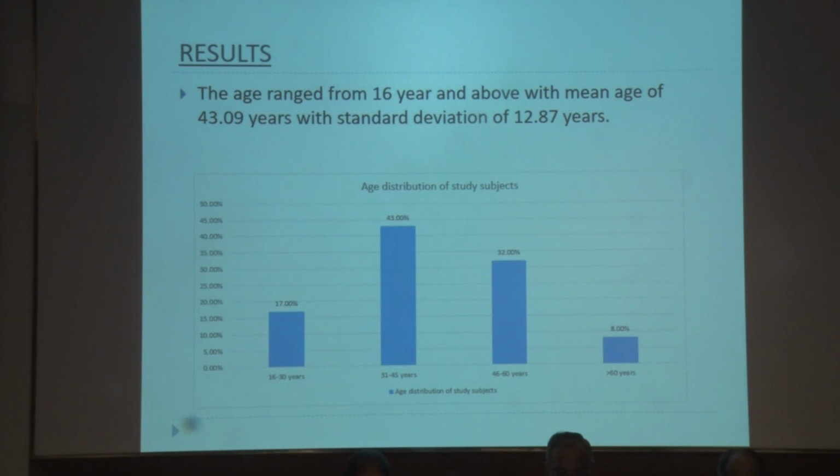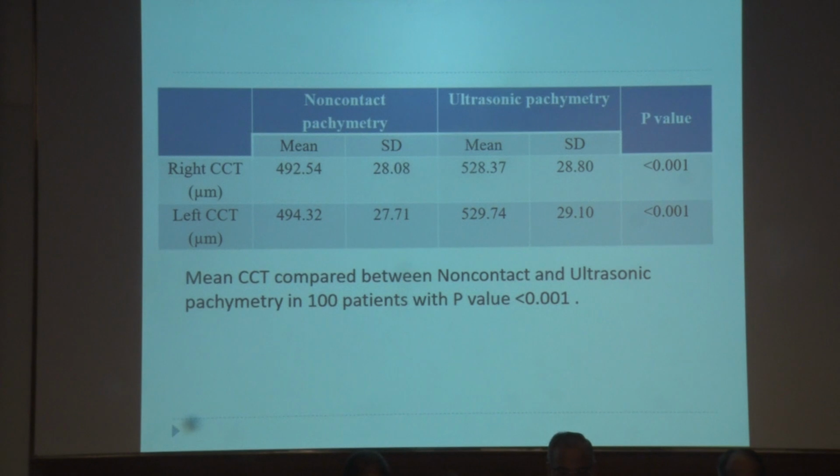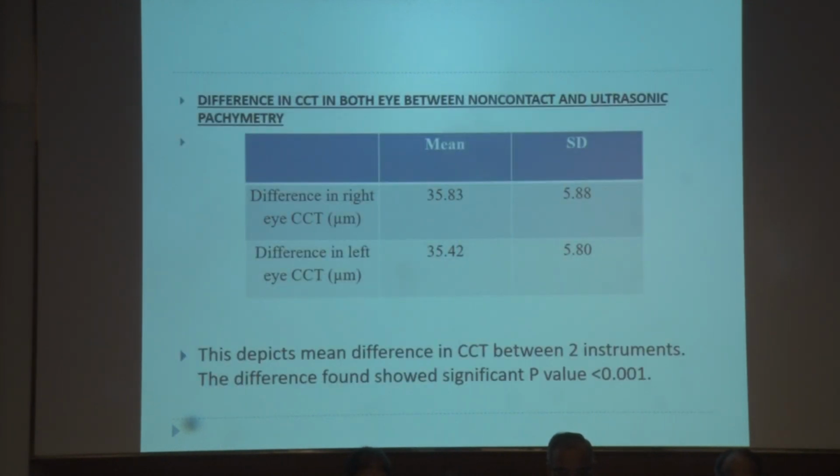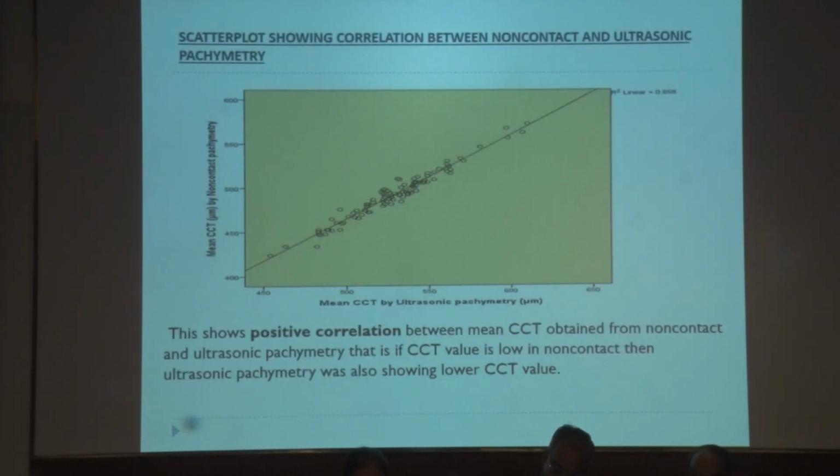So the main age group which we found in our study was the 31 to 45 year age group. There were 43% patients in this age group, and the mean CCT which we found through non-contact pachymeter was 492.54, and through ultrasonic it was 528.37, and the p-value was less than 0.001, so it was significant. So the difference between the two instruments was about 35.83, and this showed that there was a significant difference between the CCT measurement by the non-contact method and the conventional ultrasonic pachymeter.